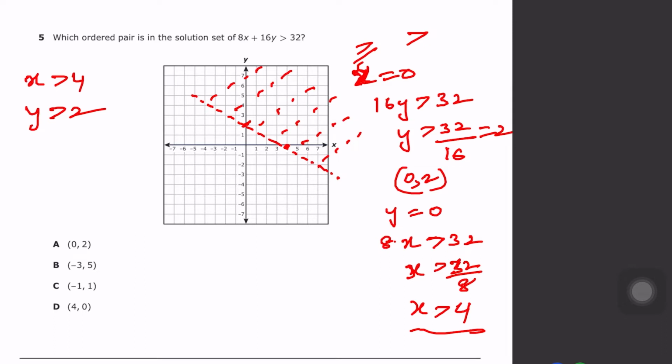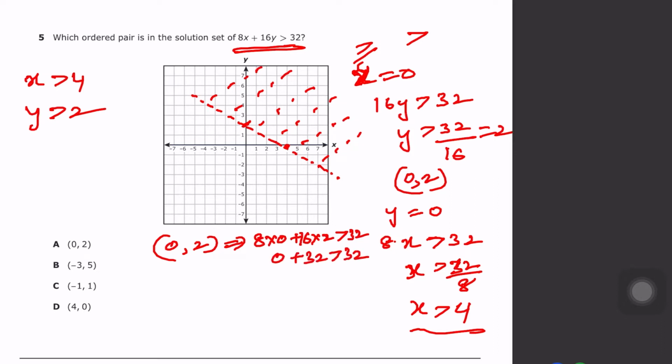Here minus 3 and minus 1 cannot be inside. In this region here you have it. So you can substitute all these values and see where it satisfies this inequality. First we'll put 0 and 2. When you put 0 and 2 inside, you get 8 into 0 plus 16 into 2. Is it greater than 32? This is not satisfying because you're getting 0 plus 32 is greater than 32. So this cannot be the point because 32 cannot be greater than 32. It is equal to 32.